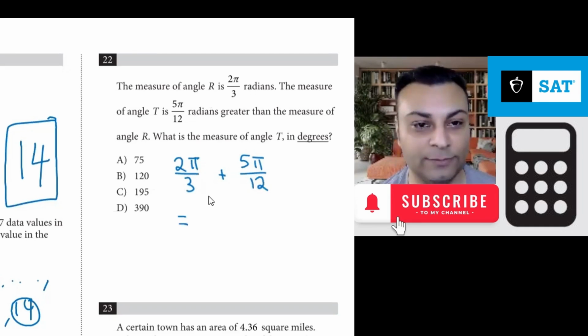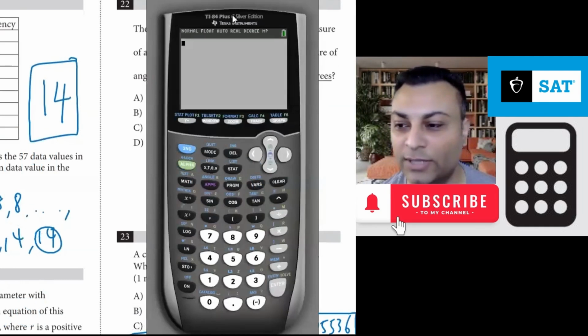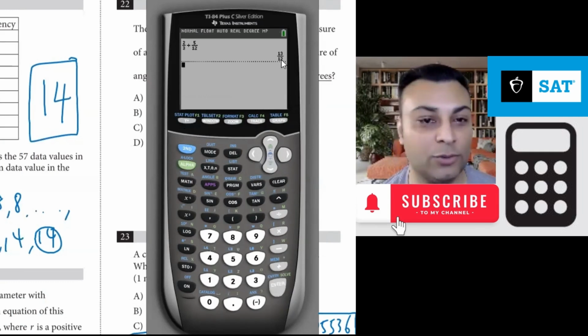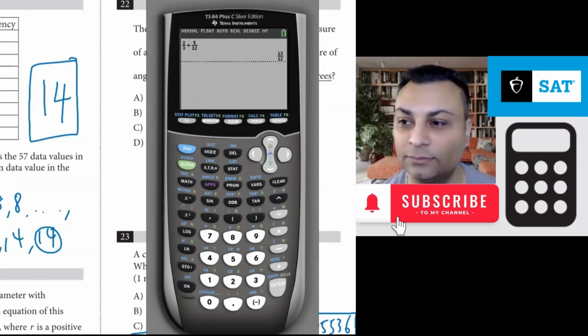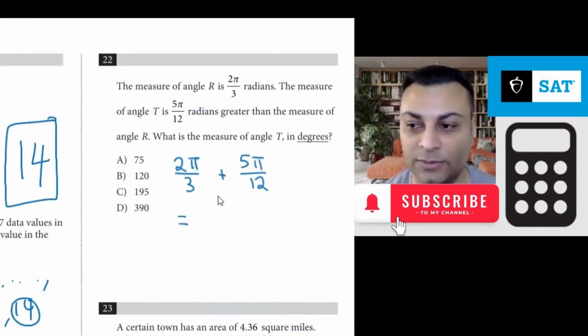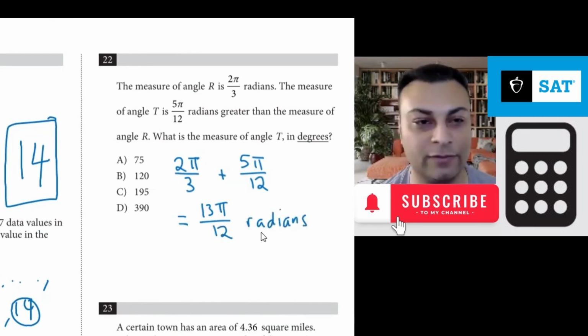Let's do that in the calculator. Okay, so let's go 2/3 plus a new fraction, 5/12. It tells you it's 13 over 12. So this becomes 13π/12. And this is still in radians. Now we have to convert that to degrees.